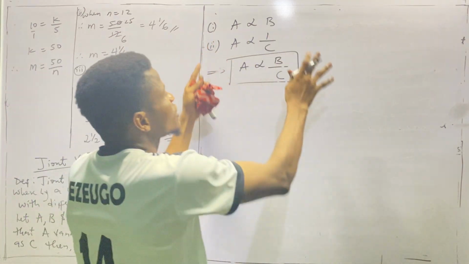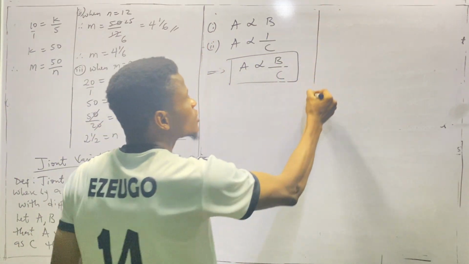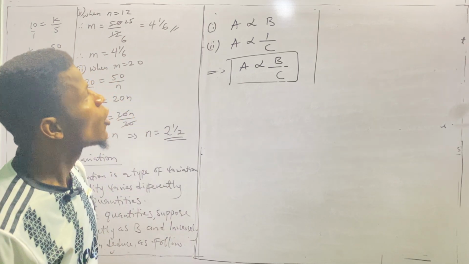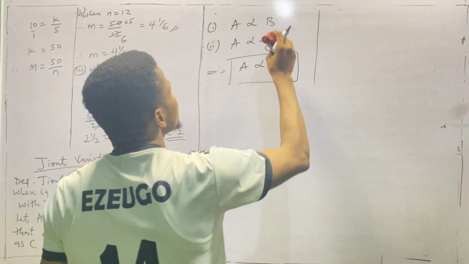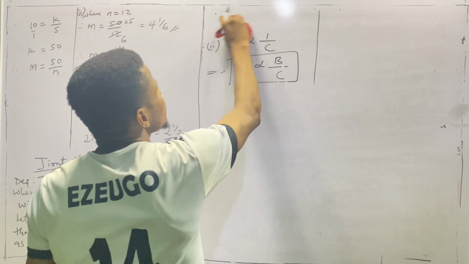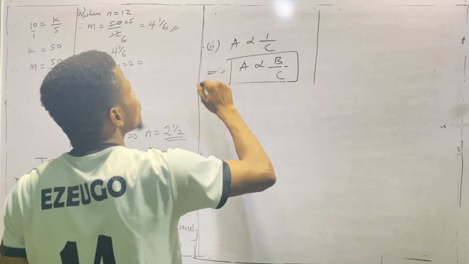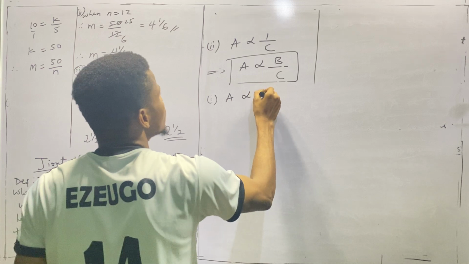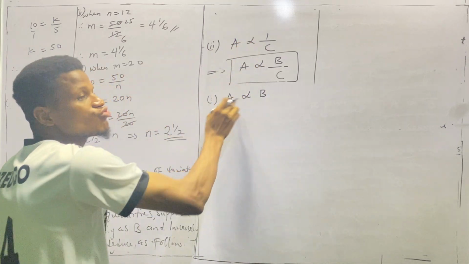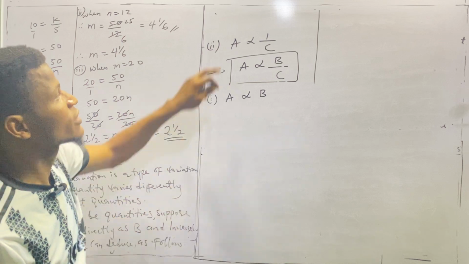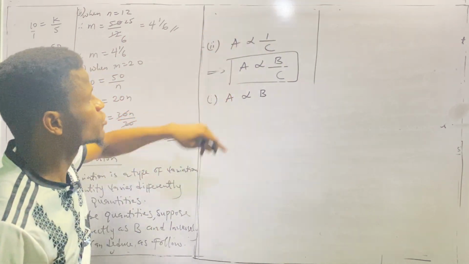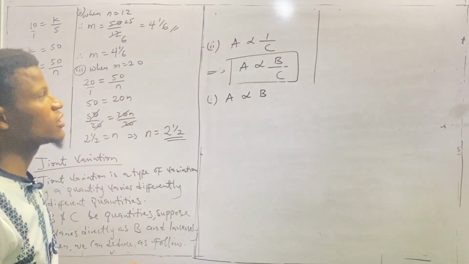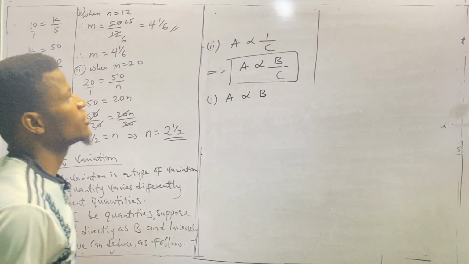So since we have established the relationship connecting the three of them, we can now proceed. In case you do not see what I wrote here, the light is affecting it, so let me bring it down. My first sentence: A varies directly as B. So this is our statement: A varies directly as B and inversely as C. That is the relationship between A, B, and C.